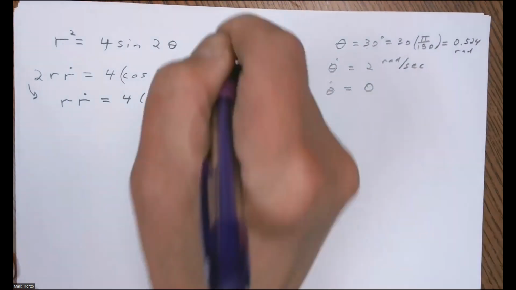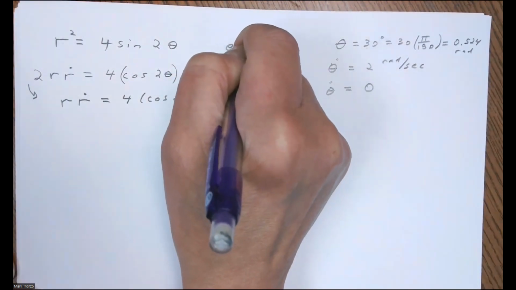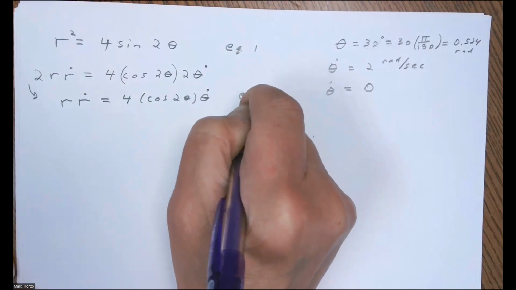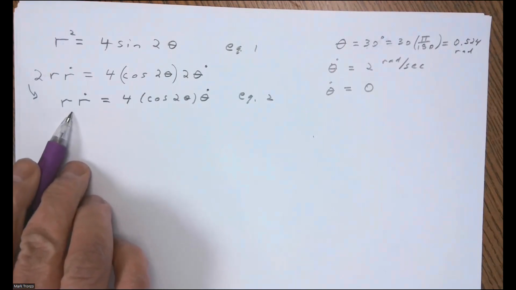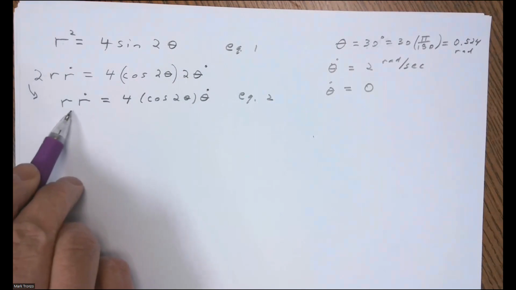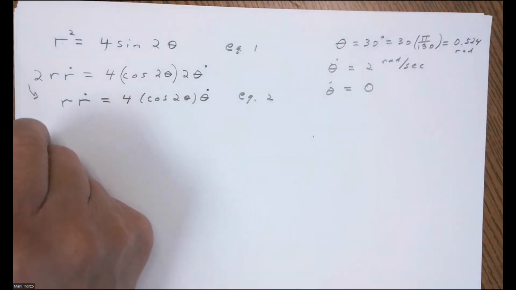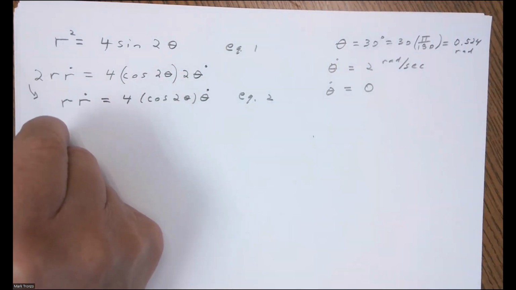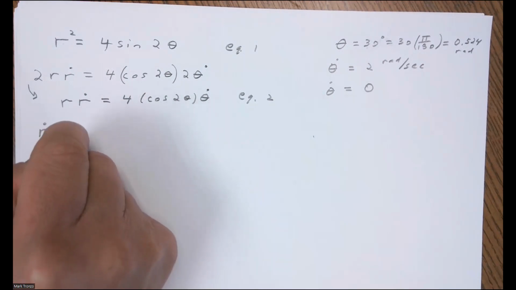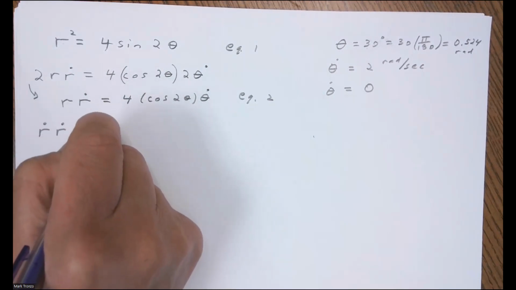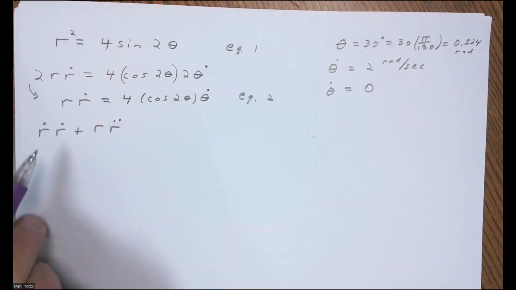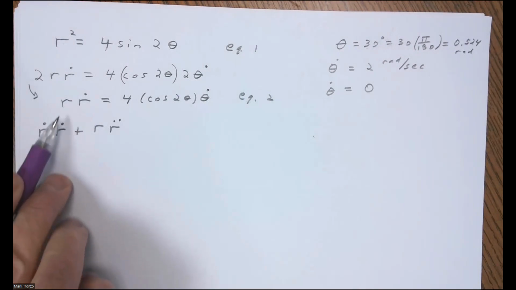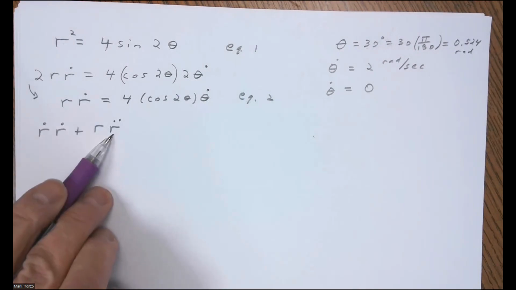And let me give these equations a name. I call the first one equation 1, then equation 2 gives us that. So let's take another derivative here. Now we have a product, so it's the derivative of the first times the second plus the first times the derivative of the second.